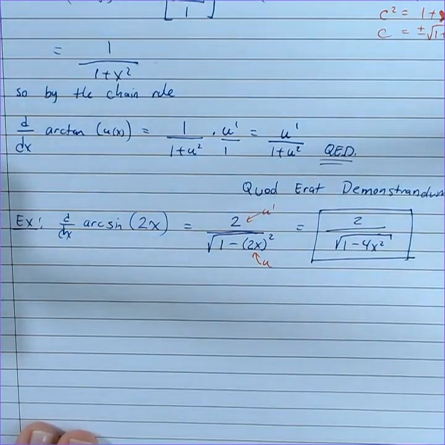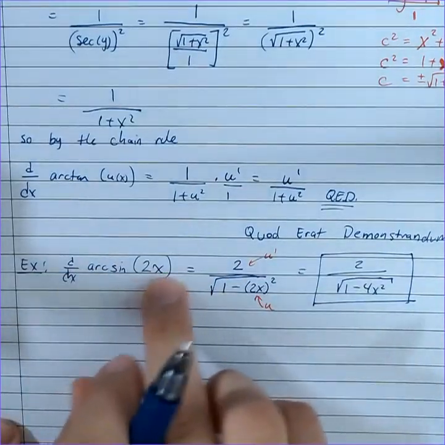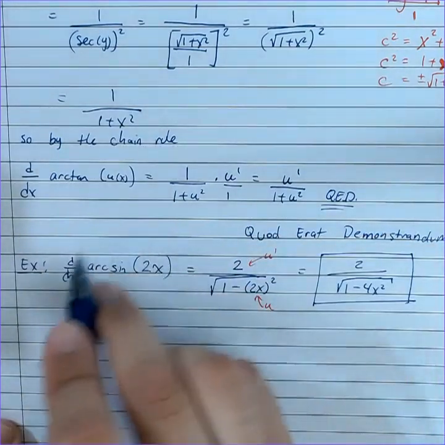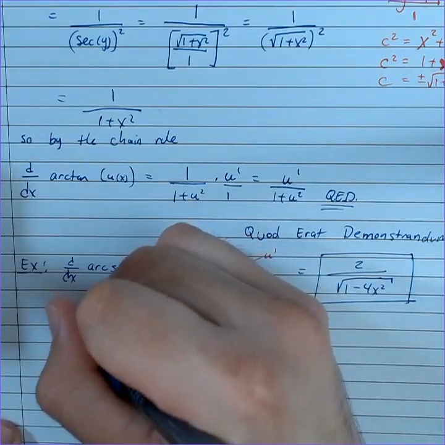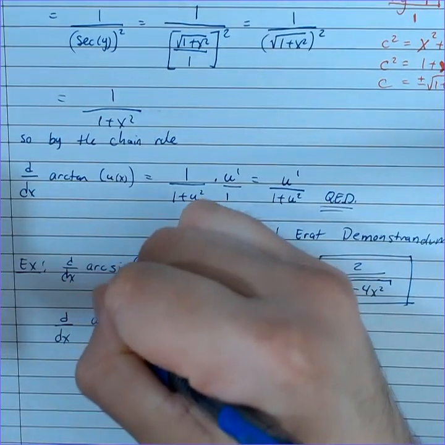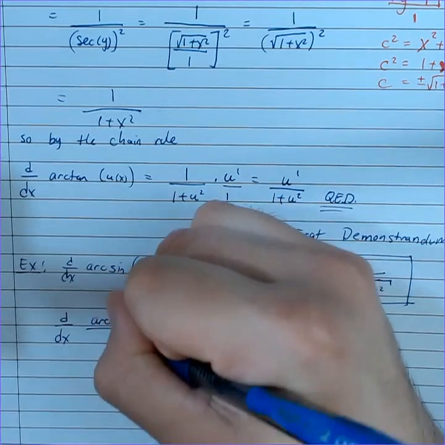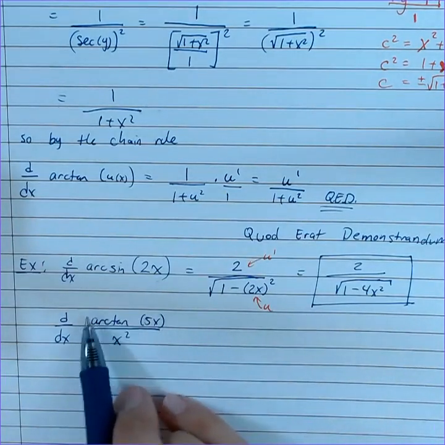Okay. We can make things a little more complicated by making this function something a little bigger. Or we can make it a little more complicated by situating this function within another function. So let's say, for example, we want to find the derivative with respect to x of the arctangent of 5x over x squared. So now we're going to have to use the formula we just derived, that we just proved, to find the derivative of the arctangent.